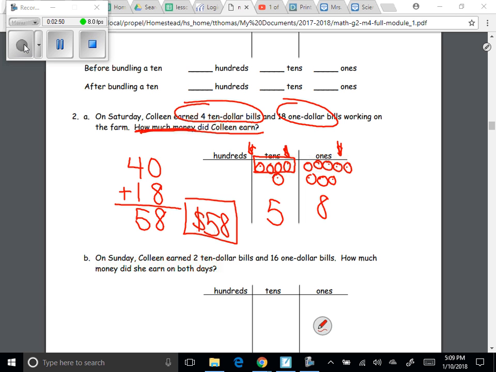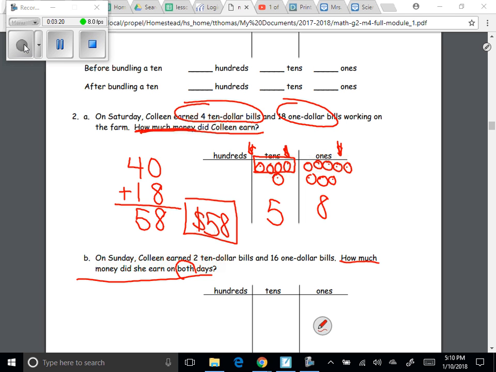When you see a two-part problem and it has an A and a B, usually they're talking about the same person and usually the same scenario, the similar scenario. So on Sunday, scenario is just a scene that happens. On Sunday, she earned two $10 bills and 16 $1 bills. How much did she earn on both days? So I read it, and now I'm underlining the question. They want to know how much she earned on both days.